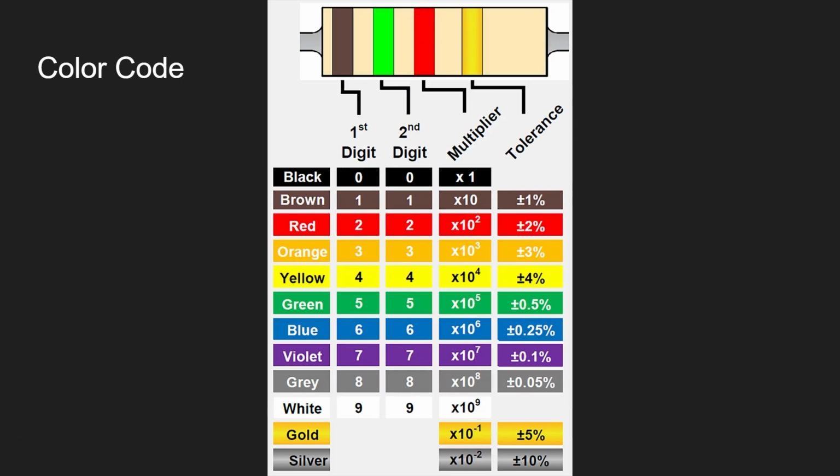Black is 0, brown is 1, red is 2, orange is 3, yellow is 4, green is 5, blue is 6, violet is 7, gray is 8, white is 9. We talk about the first two columns first. The first two columns are just digits ranging from 0 to 9. Black is 0, white is 9. Simple. Use your own method to memorize the color code.